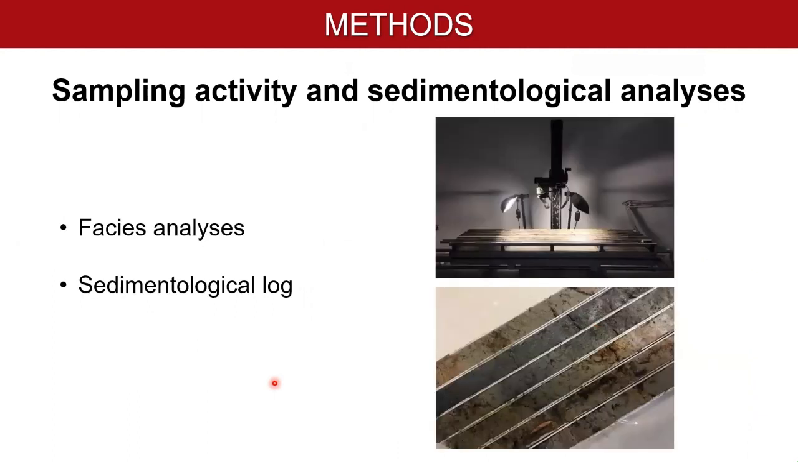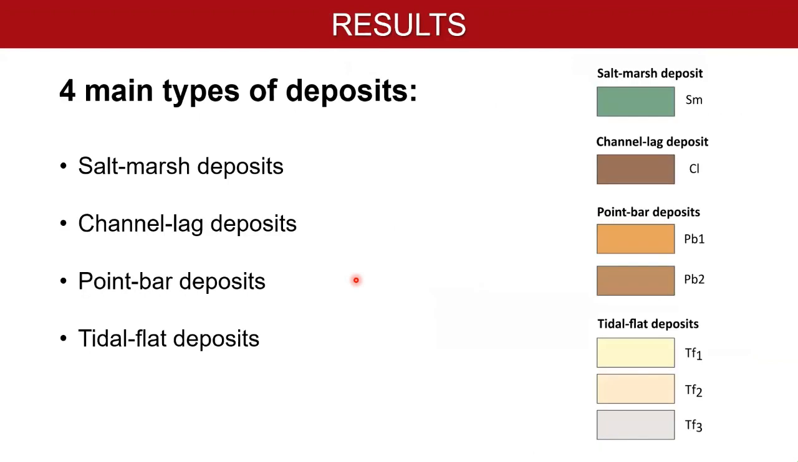Then the fresh surface of each core was photographed in its entirety and in detail to obtain high-resolution orthophotos by which facies analyses were carried out. The sedimentological analysis allowed us to identify 4 main types of deposits, which were observed in almost all the 191 cores analyzed in the study. The identified deposits are salt marsh, channel lag, point bar, and tidal flat deposits, and in the next slides, I'll show you some examples.